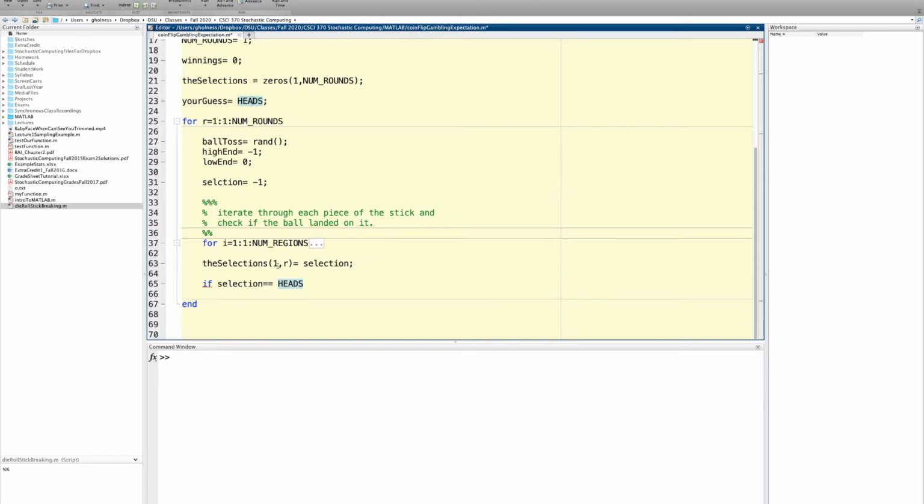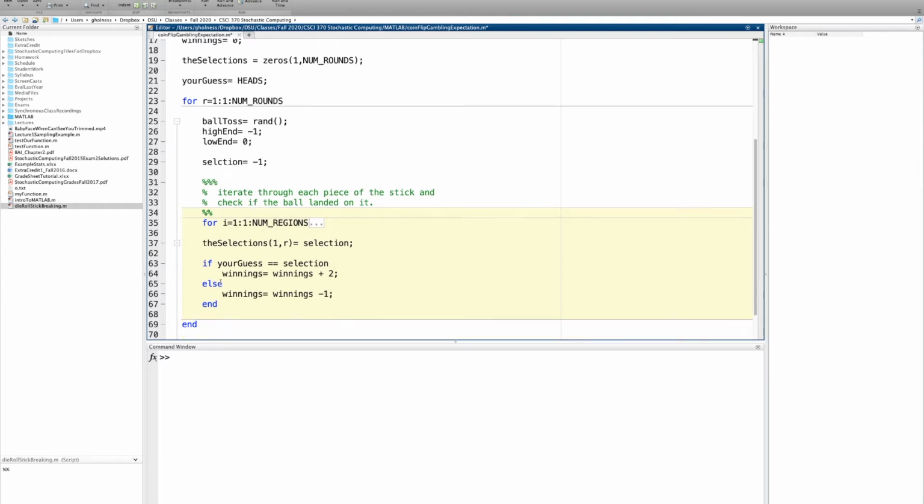So let's take a look at this. So if the selection, if your guess is equal to the selection, then your winnings is equal to winnings plus $2. Okay. Else, that means your guess is not equal to the selection. That means your winnings is equal to the winnings minus $1. Okay. So there we go.